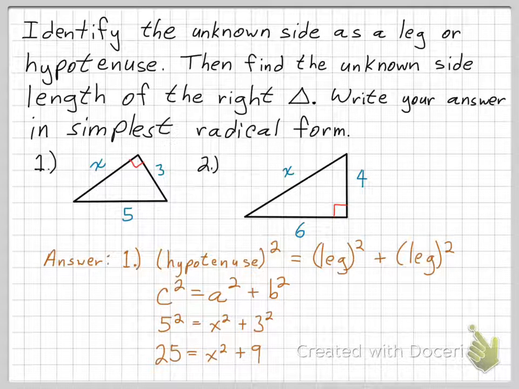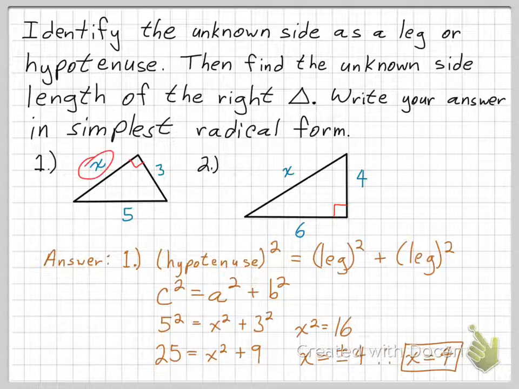Working this out, the rest is algebra. We have 25 is equal to x squared plus 9. Solving for x squared, we get x squared equals 16. Taking the square root of both sides, we get x is equal to plus or minus 4, because negative 4 times negative 4 is also 16. But we're concerned only with distances here, and distances always use positive values. So we're just concerned with the positive value. The answer is x equals 4. It's a 3, 4, 5 triangle.